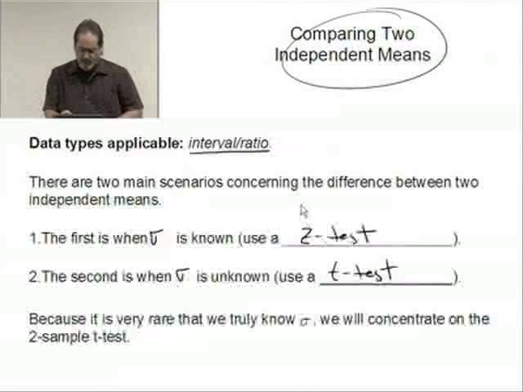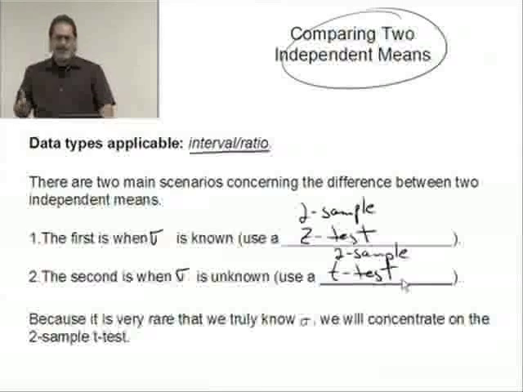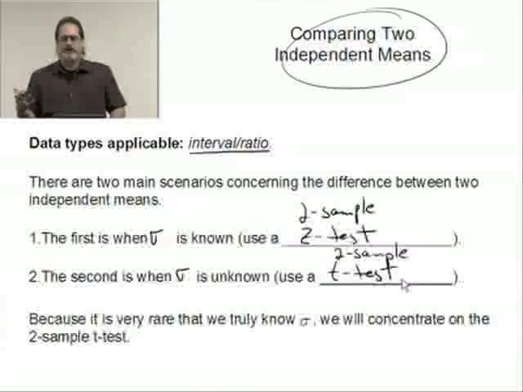In this case, both of these would be a two-sample z-test and a two-sample t-test. Now, because a scenario where you would actually know sigma is a little bit difficult to imagine, I'm not even going to go into the two-sample z-test in the videos. I'm going to concentrate on the two-sample t-test.